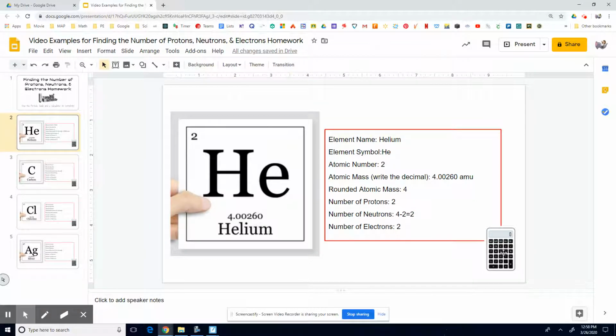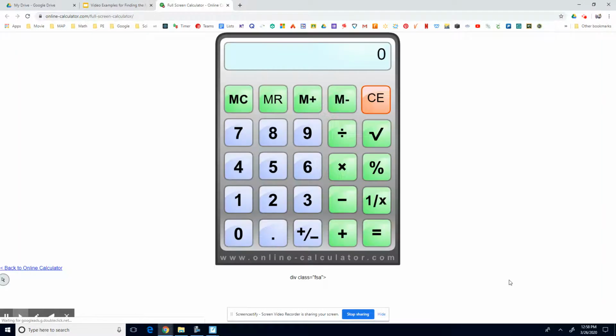Now that math was fairly easy, but I linked a calculator for you, and I'll click on it to show you. If you need help with that math, it's going to give you a calculator that you can go to.